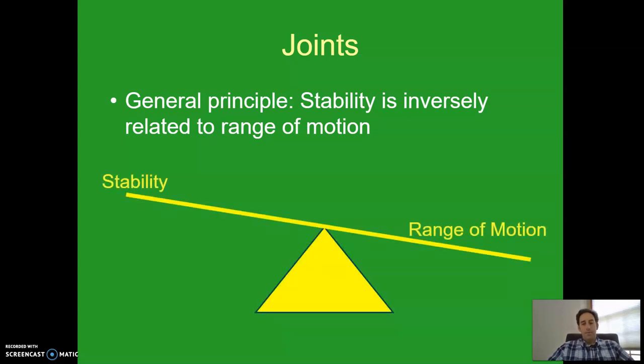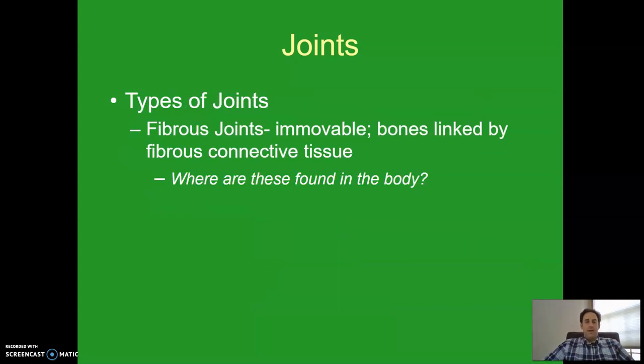Believe it or not, I actually created this graphic all by myself using some basic tools in Google Slides. You can think of it like a teeter-totter. As stability goes up, range of motion goes down. I'm doing it kind of backwards here. And as range of motion goes up, you lose out on stability. So what do I mean by that? Let's take a look at some different types of joints to explore this.